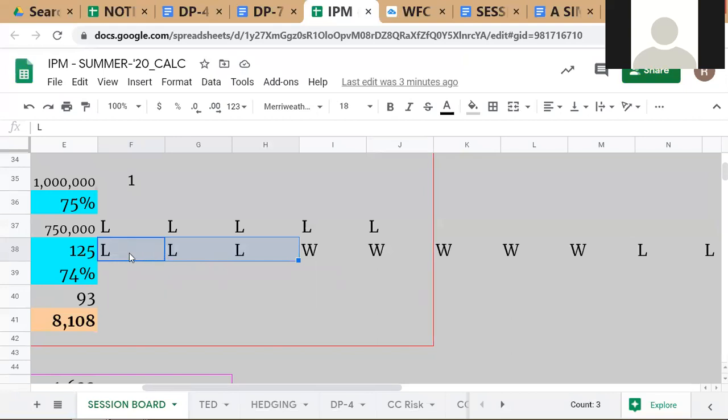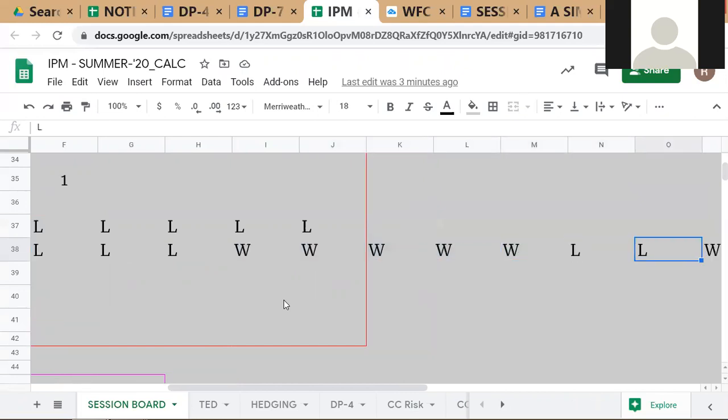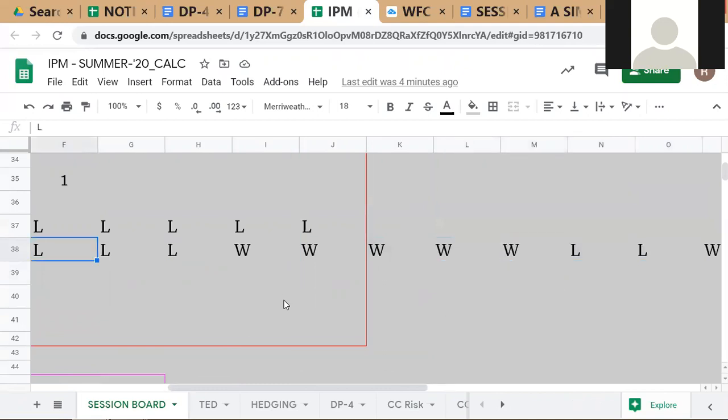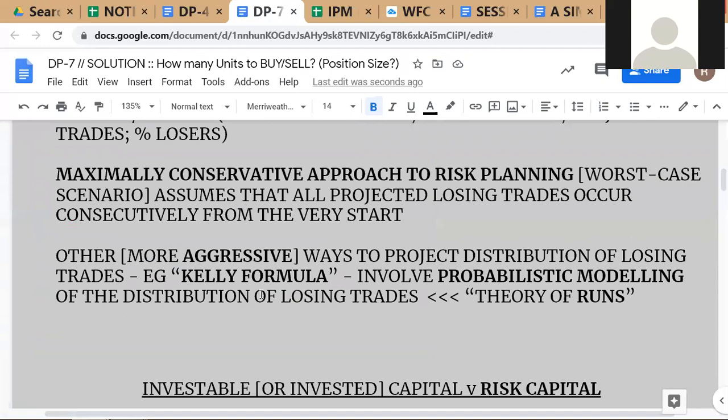Run, not in cricket as in scoring runs, but essentially a similar idea, somewhat. So here we say we have a run of 3 losses, then a run of 5 winners, then a run of 2 losers. That's basically what runs means. So what they do essentially is use some kind of probabilistic modeling, using some assumptions about the probability distribution of the losing trades, and they're applying principles from the branch of statistics that deals with the theory of runs.